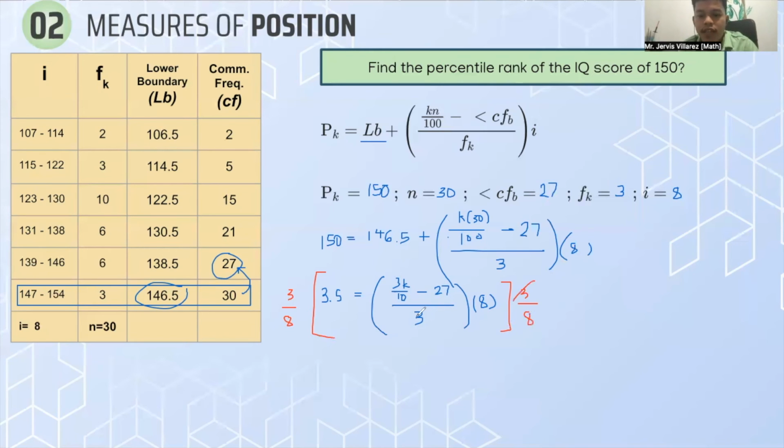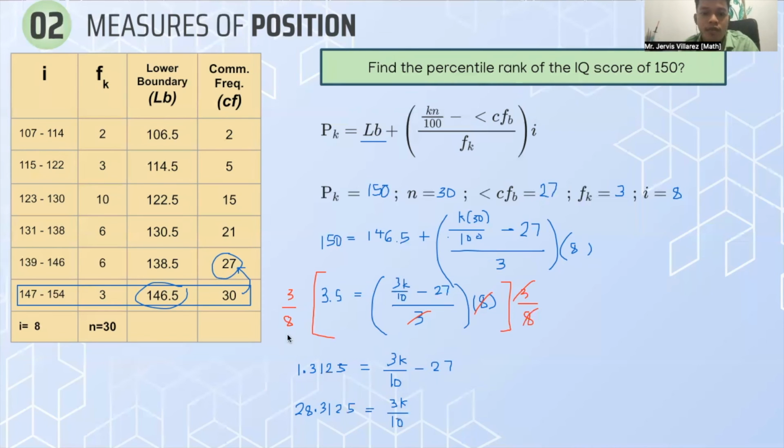So that means we can cancel out 3, we can cancel out 8. So we can multiply 3 eighths by 3.5. So 3 eighths of 3.5. That will give you 21 over 16, or 1.3125. That is equal to 3K over 10 minus 27. Since there's minus 27, we can add that. That will be 28.3125, which is equal to 3K over 10.